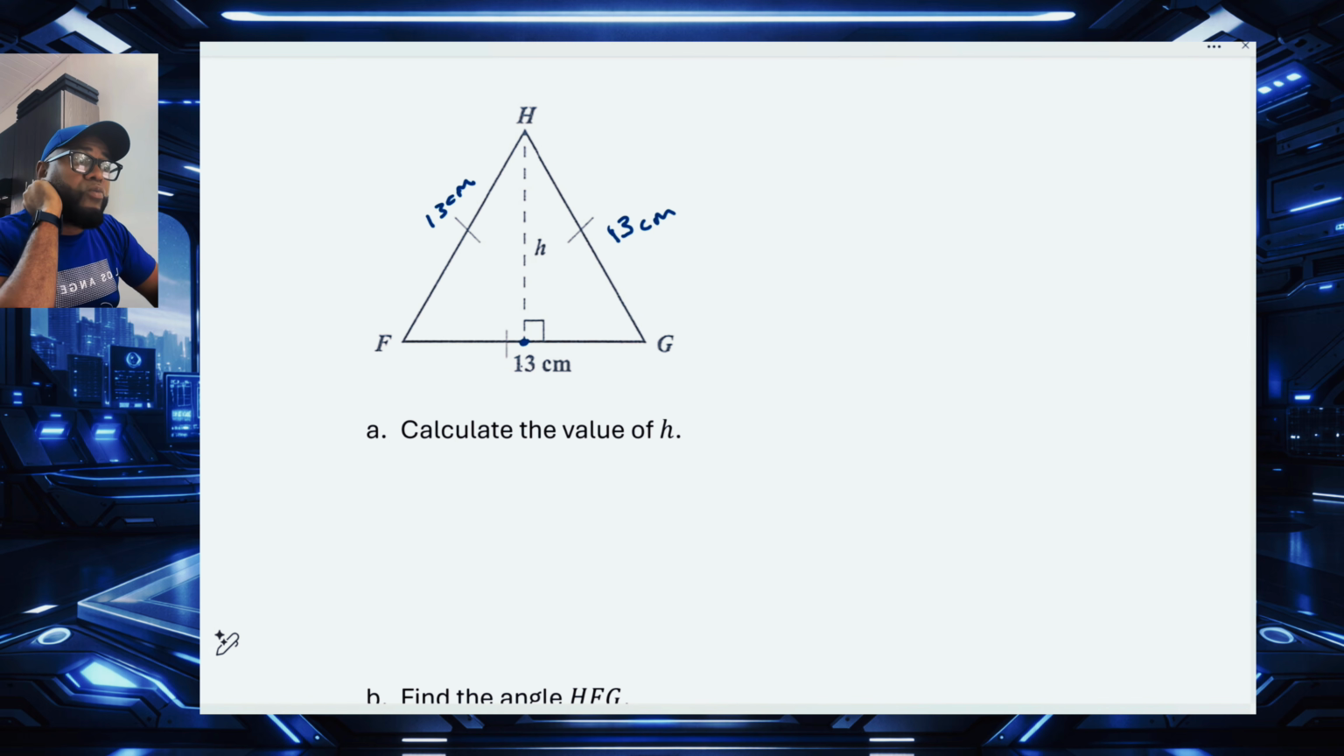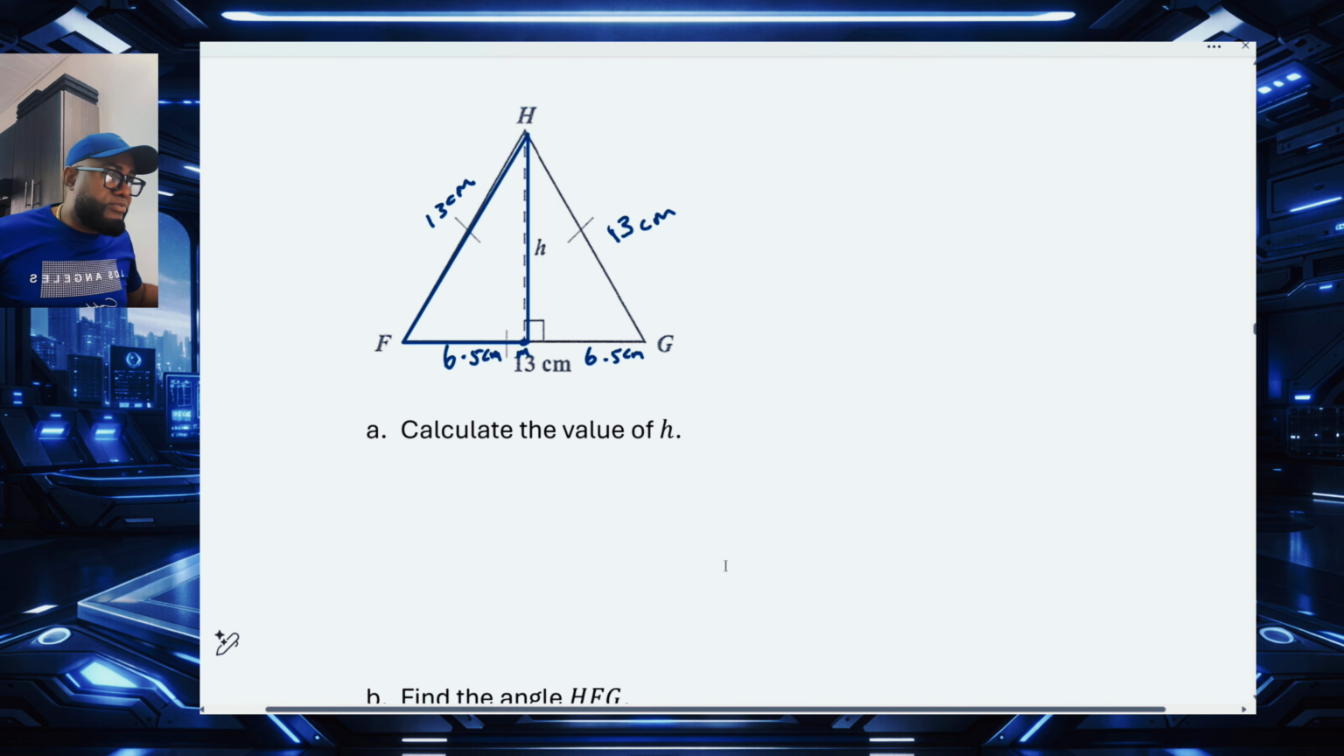So if this is the midpoint, what will be the base for the triangle on this side? Let me call here M. What will be the length from F to M? 6.5 on this side and 6.5 on this side. Right? So let's work with one triangle, the triangle on this side here.